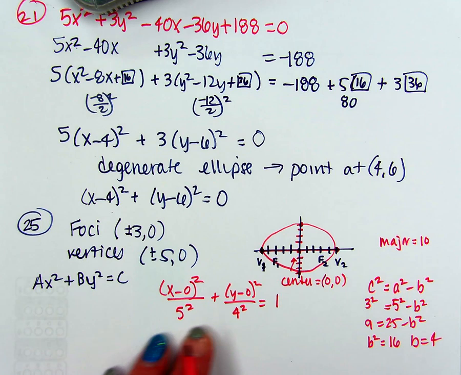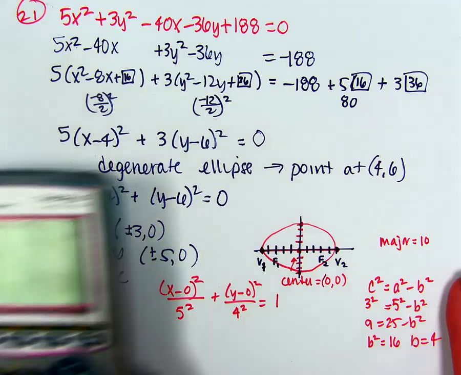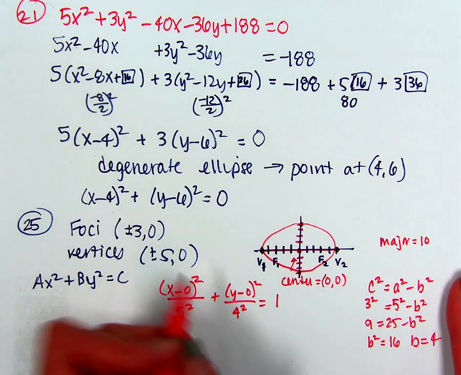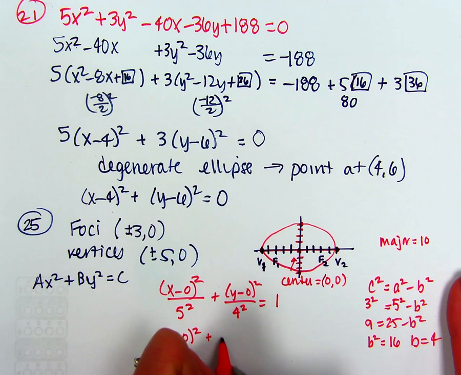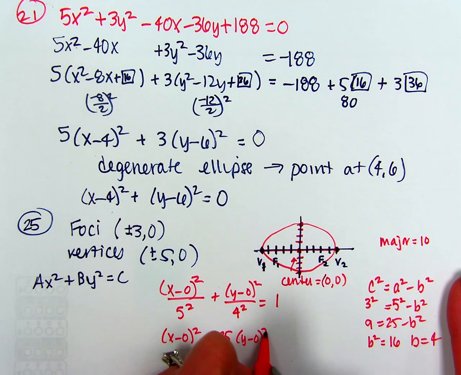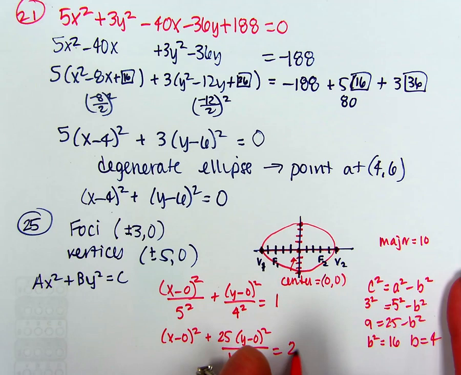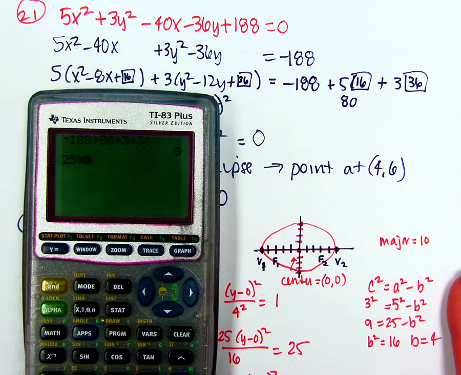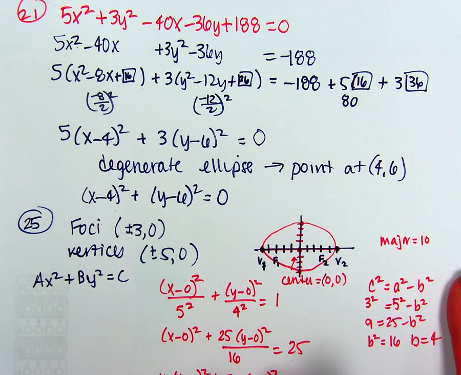Okay, so then the last thing is this is technically your standard form, but we need to get rid of my fraction. So if I multiply everything by 25, I'll have x minus 0 squared plus 25y minus 0 squared over 16 equals 25. And if I multiply everything by 16, I'm going to get 16 times x minus 0 squared plus 25y minus 0 squared equals whatever 25 times 16 is, and that's 400. Now, I don't need the x minus 0 squared, so 16x squared plus 25y squared equals 400. And there you go.